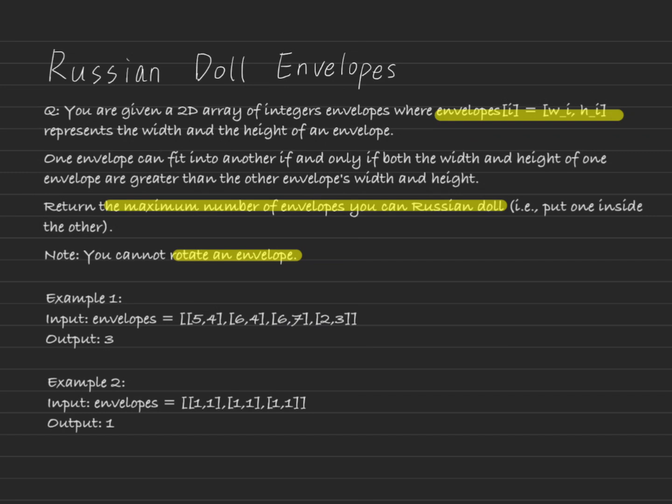In the second example, all the envelopes have a width and height of 1, and the output is 1 because we require the width and height to be strictly greater for one envelope to contain the other. How do we solve this? Pause here if you'd like to think independently for a moment.